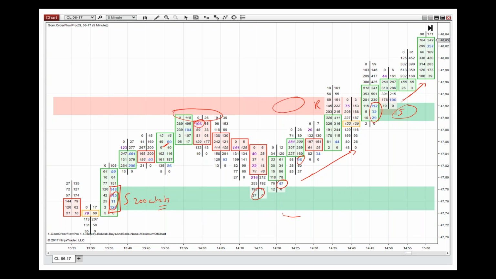The support and resistance levels, they're part of the indicator. There's a couple of questions about that. Yes, they're part of the indicator. They're automatically plotted, and they disappear automatically.